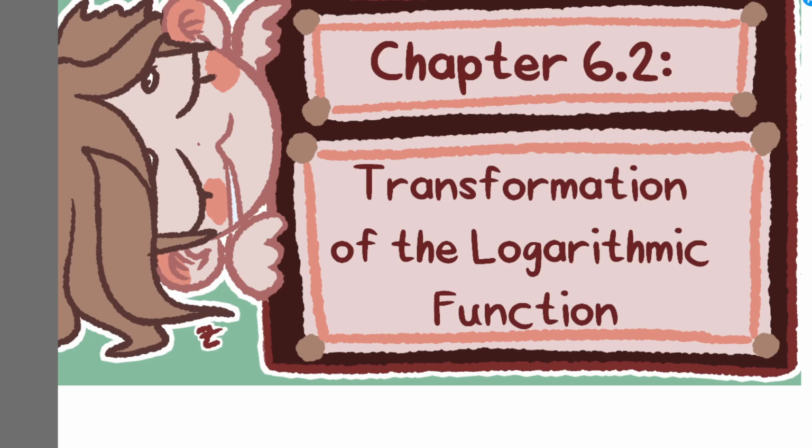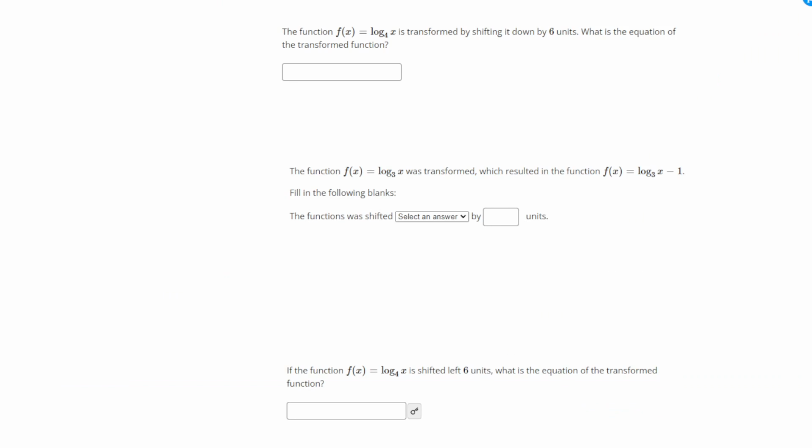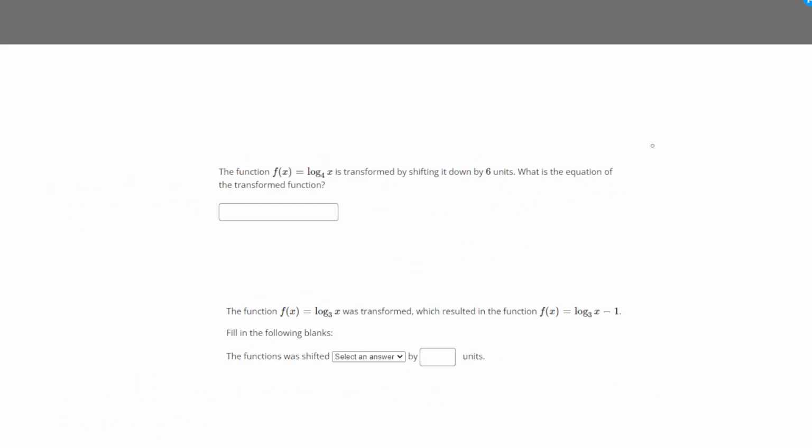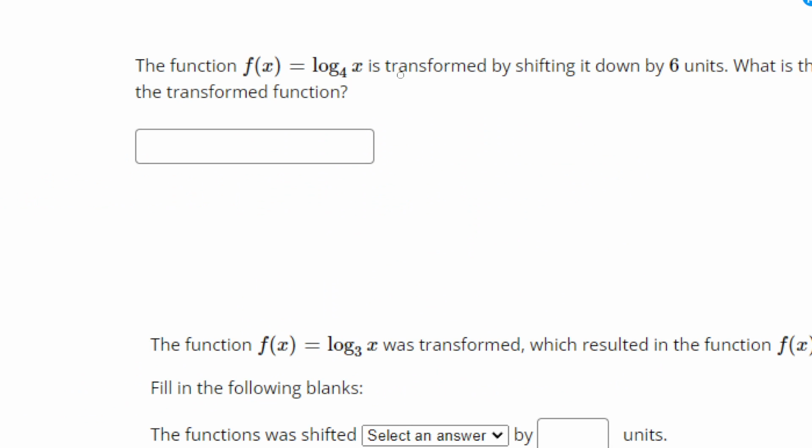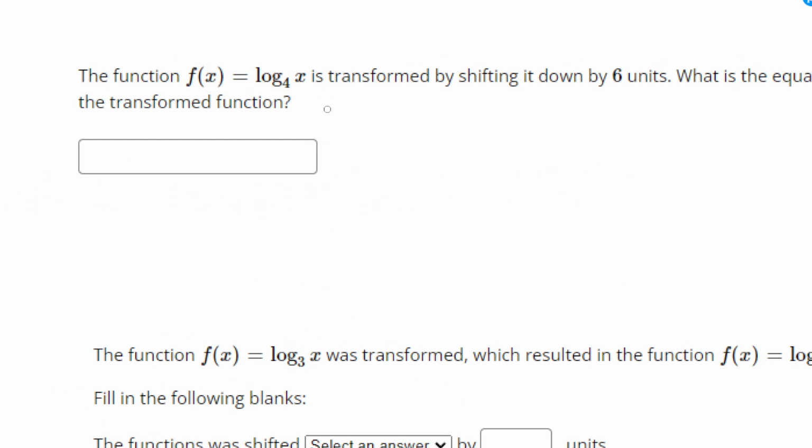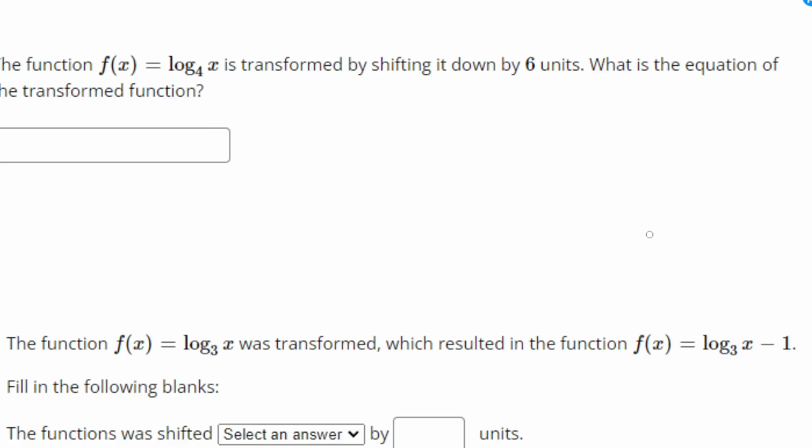Hi, so today in this video we're going to be covering chapter 6.2, which is transformations of the logarithmic function. Now this is going to be incredibly familiar to you. Hopefully it rings a bell. It's going to be very similar to exponential function shifts, and to quadratic function shifts. More similar to exponential shifts, since that's where we're coming from, especially since it's the inverse. But let's just get into it.